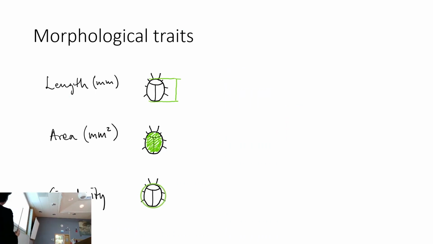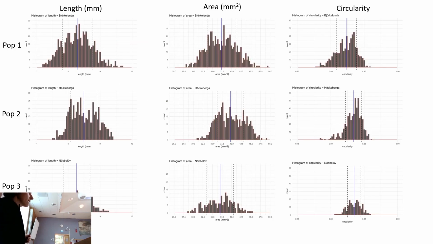And initially we were interested in 3 morphological traits, which is body length, area, and circularity. And circularity is the deviation from a full circle. So a circle is 1 and 0 is a thin cigar. And this is the result, the only result that I will show you today. So the result of Erik's blood, sweat, and tears.